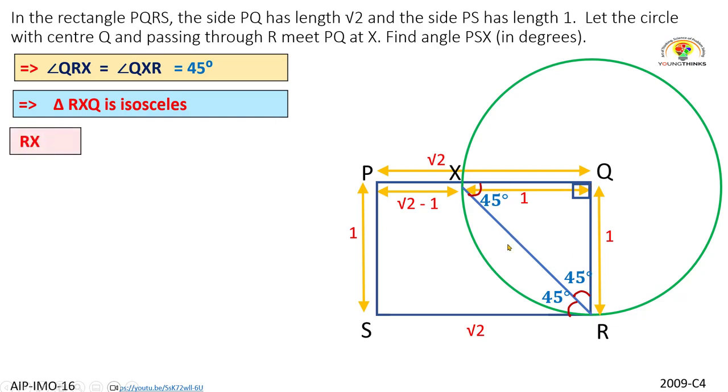Okay. So your RX is actually equal to PQ. Yeah, RX is equal to PQ, because this is 1 and this is 1, so this will be root 2, and this root 2 will be equal to that root 2. Okay, both being equal to root 2.